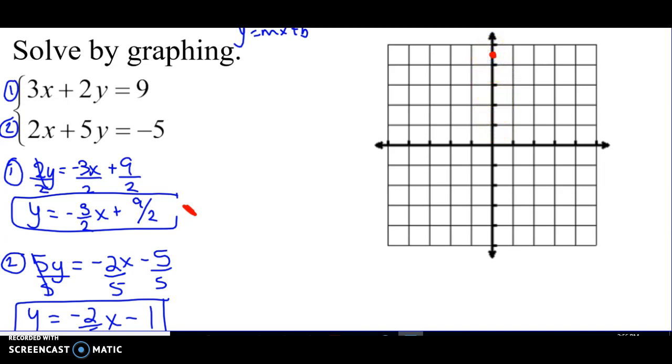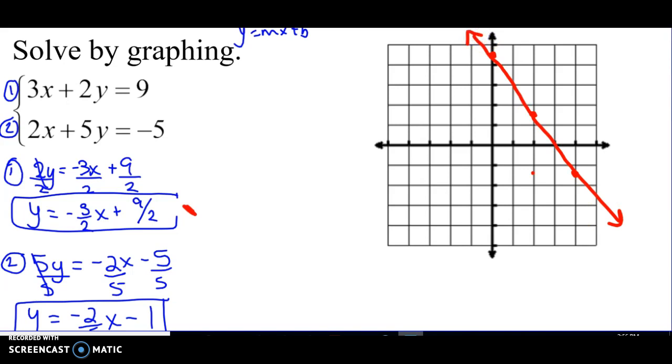From there we go down 3. So 1, 2, 3 over 2. 1, 2. Down 3. 1, 2, 3 over 1, 2. And then we get the line of the first graph.